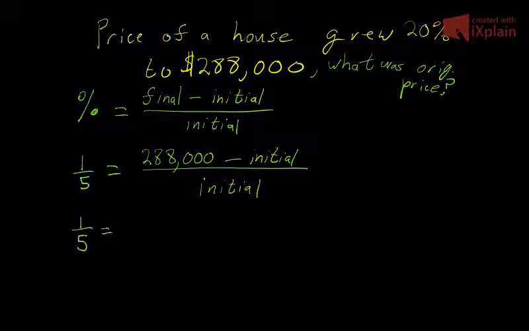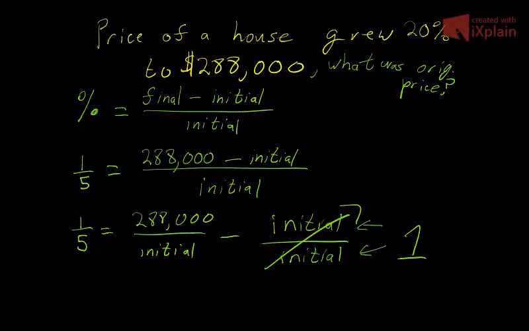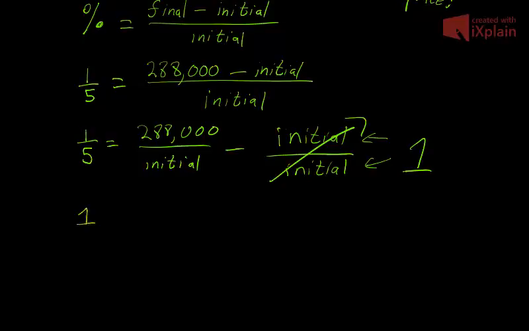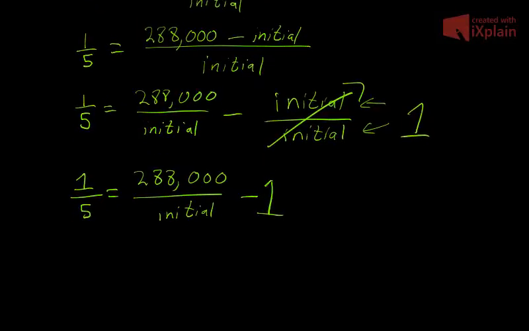So I have 1/5 equals 288,000 over the initial minus the initial over the initial. And whenever we see a fraction with the same thing on top and on bottom, we can cancel that out and say it's just 1. So now I have that 1/5 equals 288,000 over the initial minus 1. We'll keep going just a little bit. We're almost there, I promise.